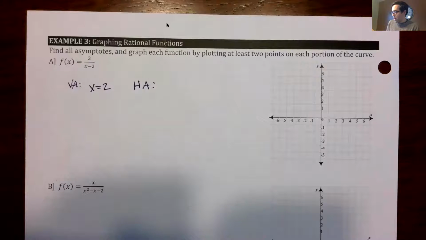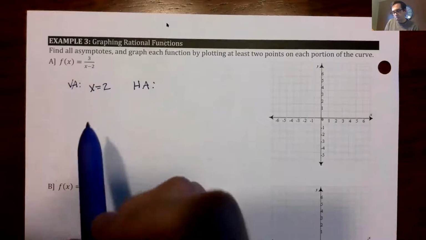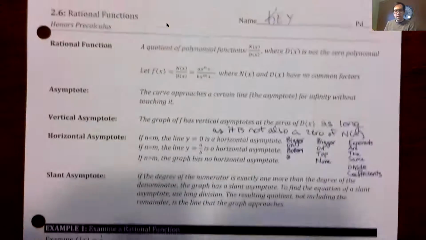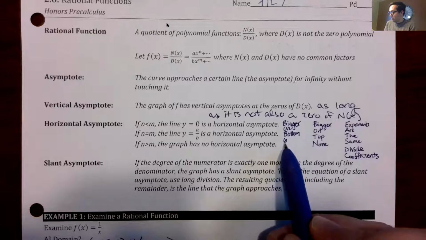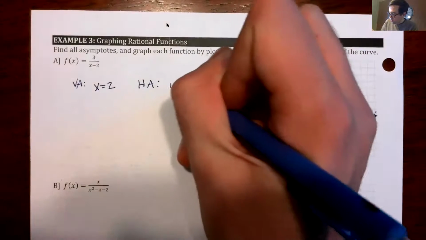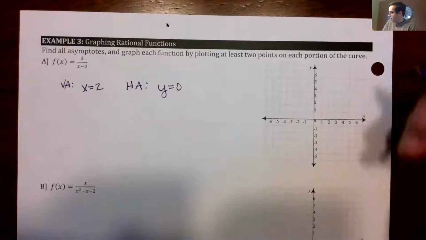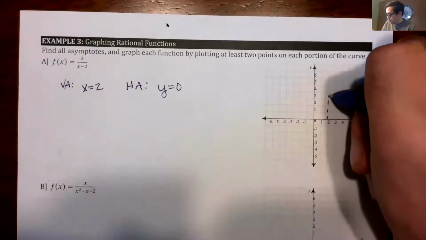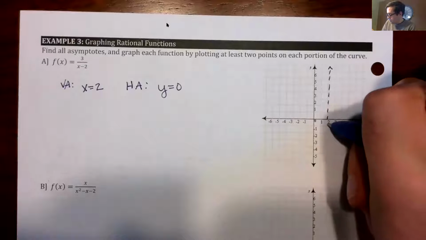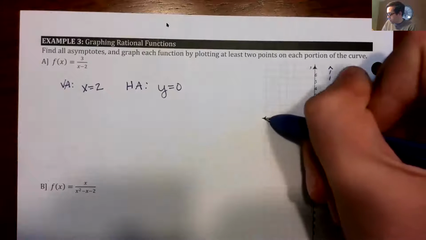Then we check for horizontal asymptotes. This time the degree of the denominator is bigger. So let's think about Bobo Botten. We are bigger on the bottom, so we have an asymptote at y equals 0. So over here on our graph, I'm going to graph both of these asymptotes to get us started. So we have a vertical asymptote at x equals 2. Horizontal asymptote at y equals 0.